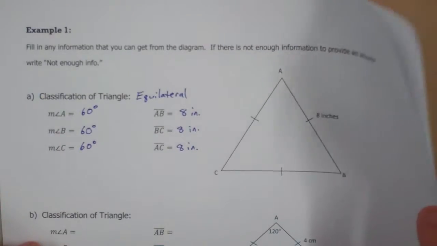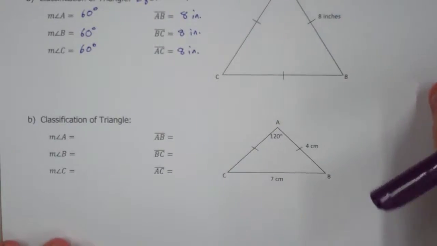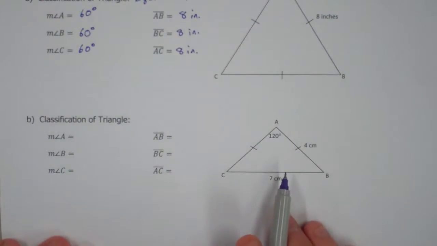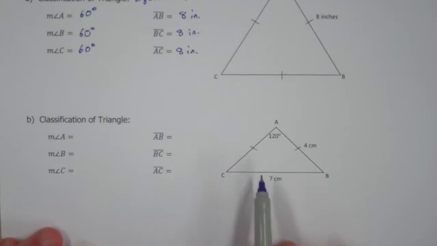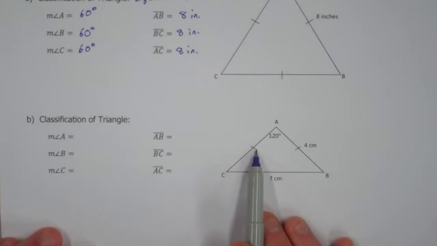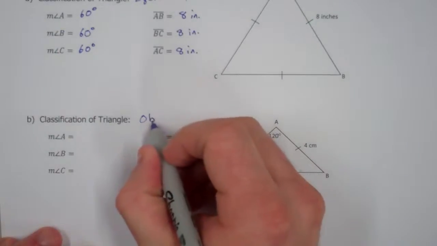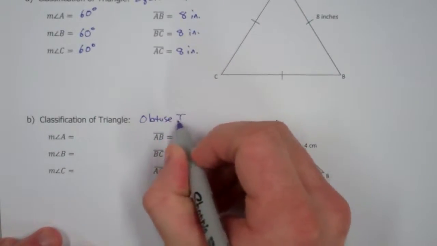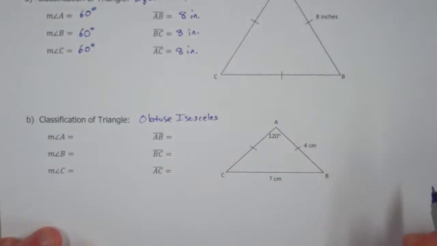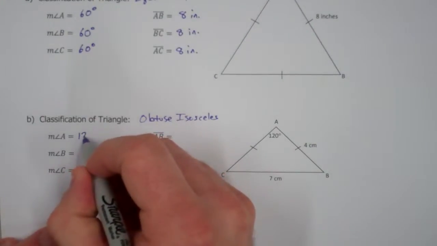I'm going to move down to this one here. We'll scoot that up just a touch. Alrighty. And we want to classify this triangle over here. So right away I'm seeing a few things. One, I've got some congruent tick marks here and here. So we know this one's going to be isosceles. We've got an obtuse angle here. So this one's going to be an obtuse isosceles triangle. And the measure of angle A here is 120.